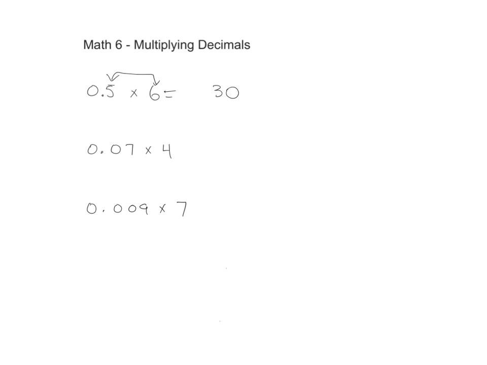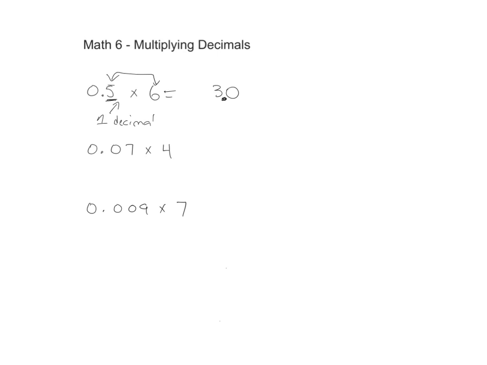Now, here's the thing that I want you to think about. How many decimal places are there here in this question? And the answer is there is 1 decimal place. So therefore, our answer needs to have 1 decimal place. So the decimal is going to go between the 3 and the 0. So therefore, 0.5 times 6 gives us 3.0, essentially 3. So half of 6 is 3.